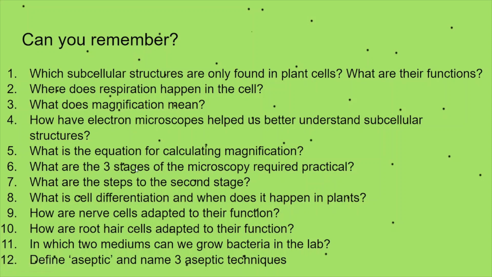The 3 stages are preparing the slide, using the microscope, and drawing what you can see. The steps for the second stage are: you clip your slide on, you use the objective lens with the lowest magnification, you adjust the stage using the coarse focus and then the fine focus to get the cells into focus for you to see, and then you can use a higher powered lens. Cell differentiation is where a cell changes and grows new subcellular structures to allow it to perform a specific function, and it happens in plants throughout their lifetime.